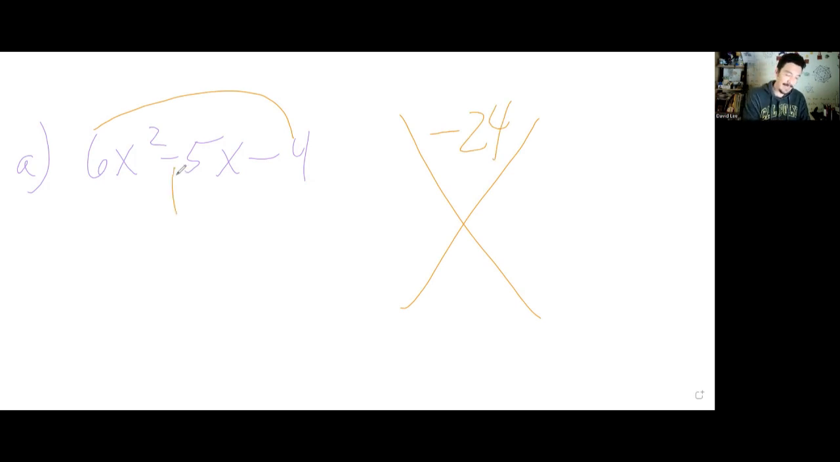Now just take this number here and put it in the bottom, negative 5. And I'm sure you've played this game before. So let me just remind you in case you forgot. On the top, you go this number times this number. In the bottom, you just put this number.